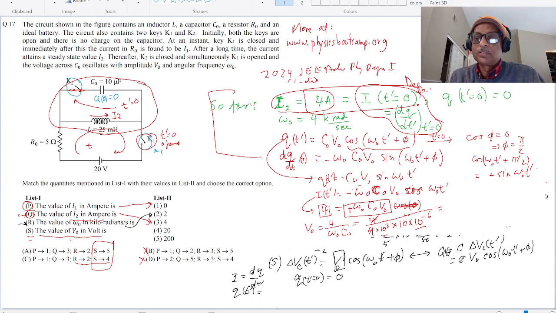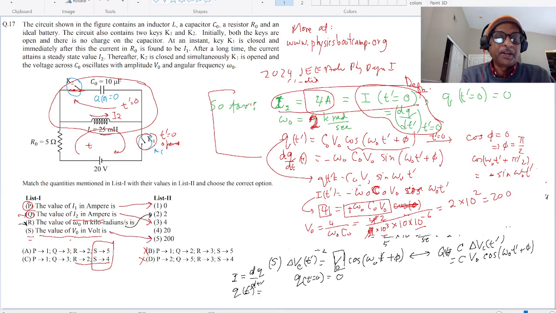omega 0 was, I think, omega 0 was 2 kiloradian. This is 2. Omega 0 is 2 kiloradian, so this becomes 2, and 2 times 10 to the power 2 is 200. So this corresponds to 5. So the answer is A. So answer is A.